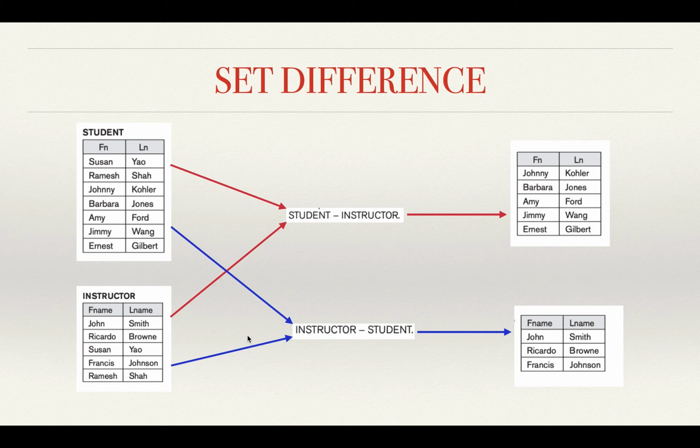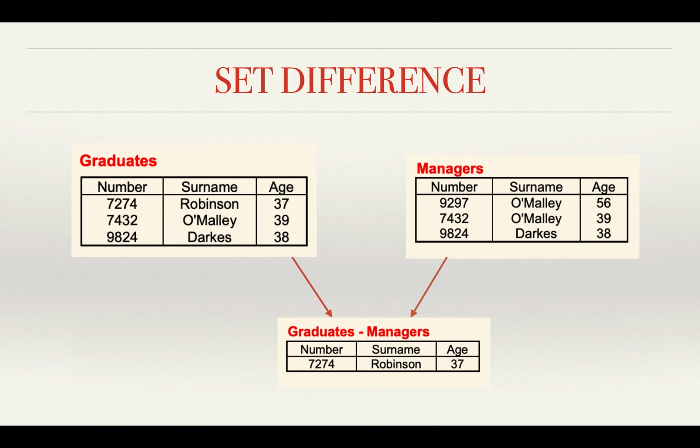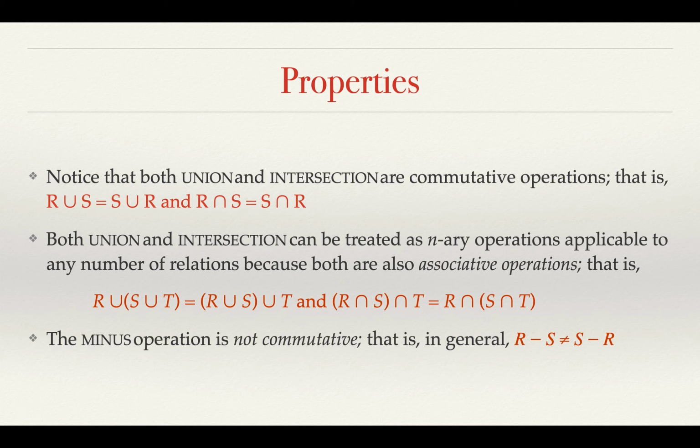Now the next operation is instructor minus student. Who are the instructors who have the role of instructor only? John Smith, then Ricardo Browning and Francis Johnson. These three tuples or records are the instructors. Another example is graduates minus managers, where you can see only one tuple. So those are the operations.